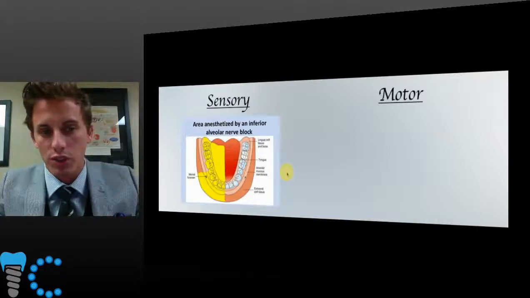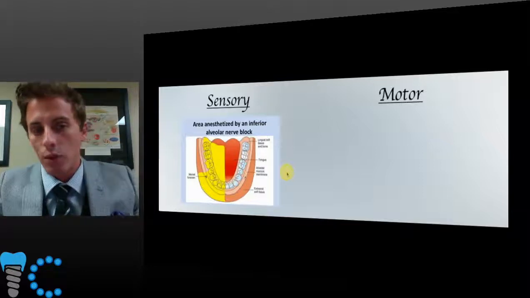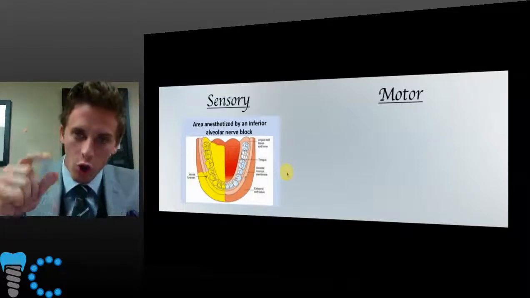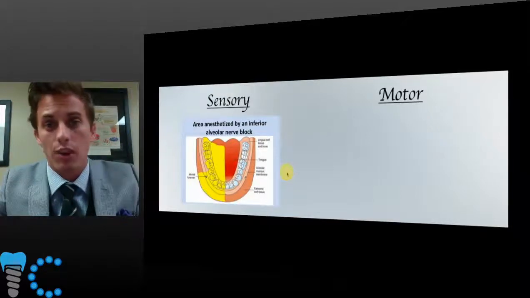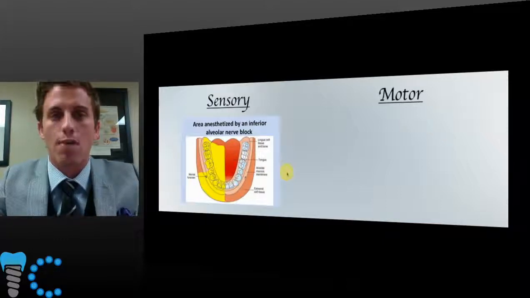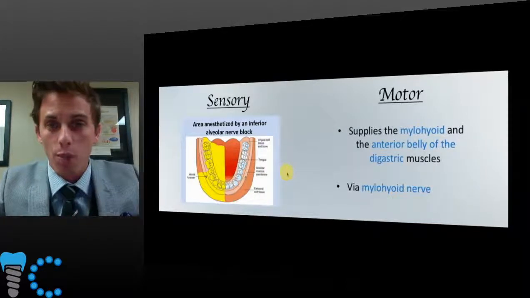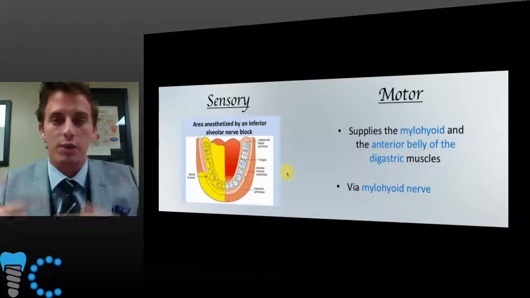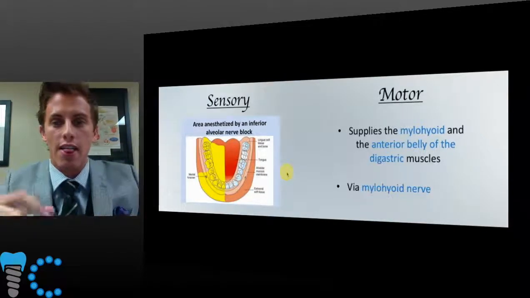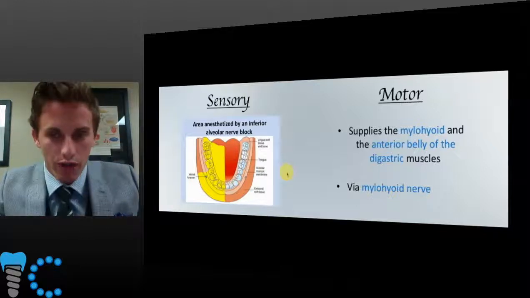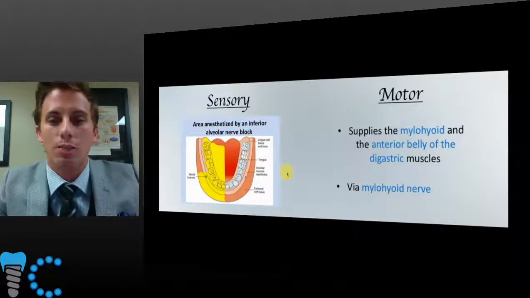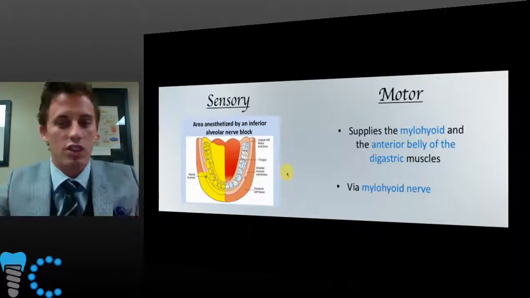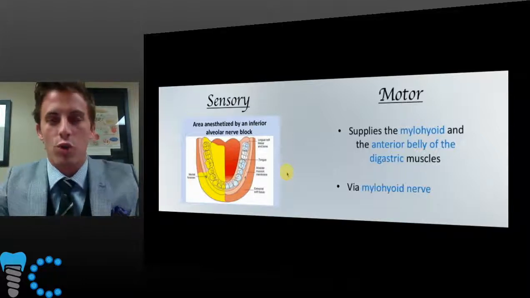The other thing too is there's a portion on this diagram that is not highlighted. What we have to understand is that is due to the long buccal nerve, which we obviously anesthetize also to capture the gingival mucosa in the molar region. For the motor, a lot of people don't know this, but this is a good review: the mylohyoid nerve supplies the mylohyoid, which is the floor of your mouth, and the anterior belly of the digastric. This is good test fodder if you're a dental student, or just a good memory.